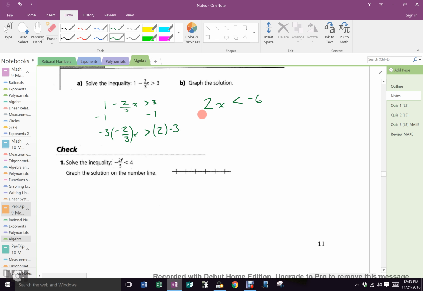Now what? You have to divide by 2. x is less than negative 2. And then we graph it. Yes. Negative 2, and x is still left. Open. Got it? Yes.